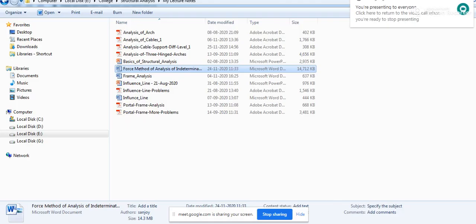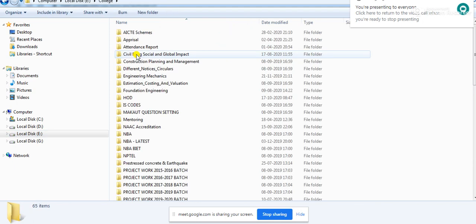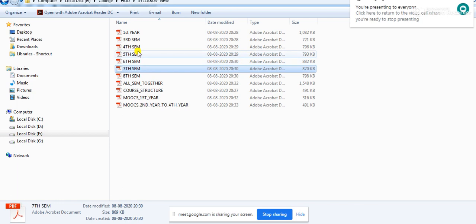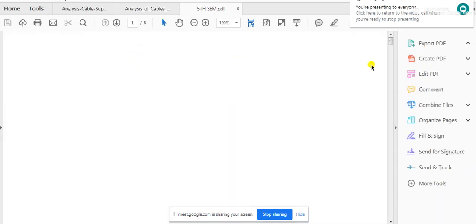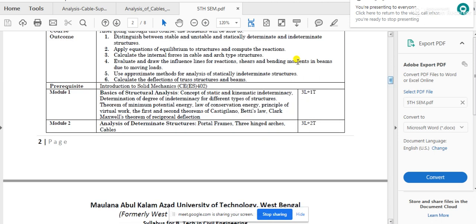So I will just show you the syllabus before ending the class today. Just to see where we are now, let me tell you the syllabus. This is the 5th semester syllabus, and if you see C503, we are discussing it.